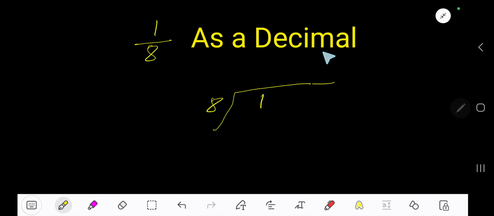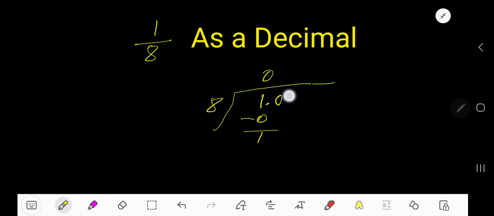1 over 8 as a decimal. So we need to divide numerator 1 by the divisor 8. 8 goes into 1 how many times? 0 times. 0 times 8 is 0. Subtract from 1. To continue this process, convert this whole number into decimal.